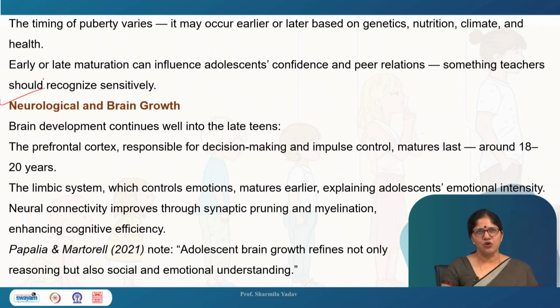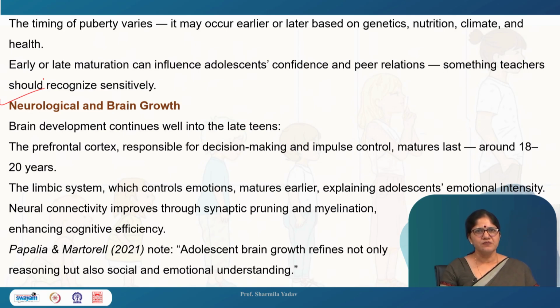Brain development continues well into the late teens. The prefrontal cortex, responsible for decision making and impulse control, matures last, around 18 to 20 years. The limbic system, which controls emotions, matures earlier, explaining adolescents' emotional intensity. Neural connectivity improves through synaptic pruning and myelination, enhancing cognitive efficiency.